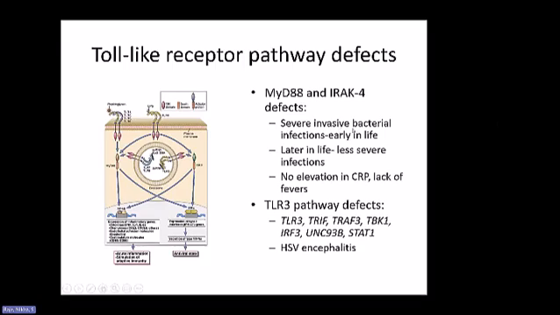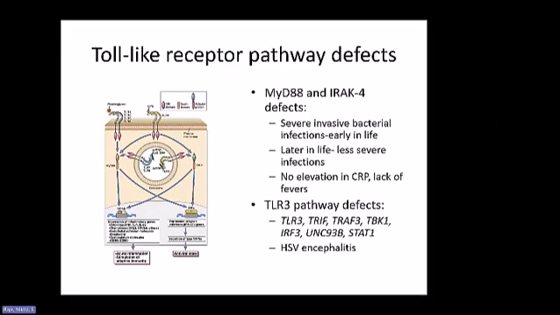So MyD88 and IRAK4 defects will give rise to severe invasive bacterial infections really early in life. Later in life, these infections can actually get better. Remember, these are the patients who will have severe infection and may not present with fevers, and they may not have elevation of acute phase reactants like CRP. Despite having, say, mastoiditis or sepsis, they will not have elevation in CRP, they may not have fevers.